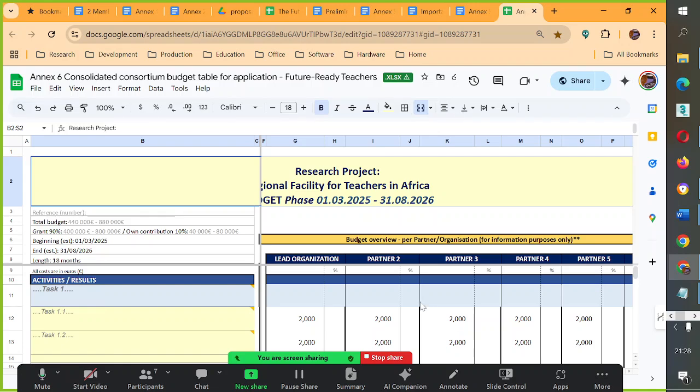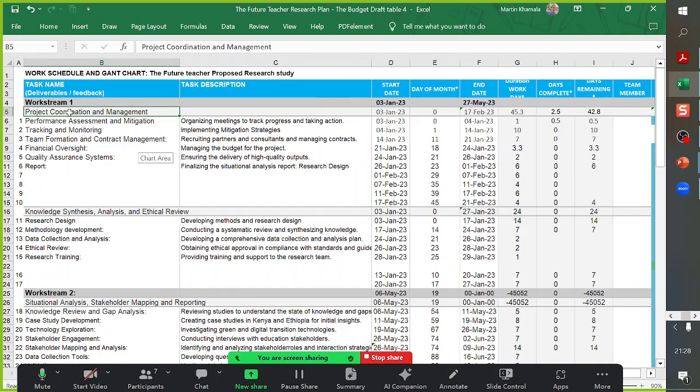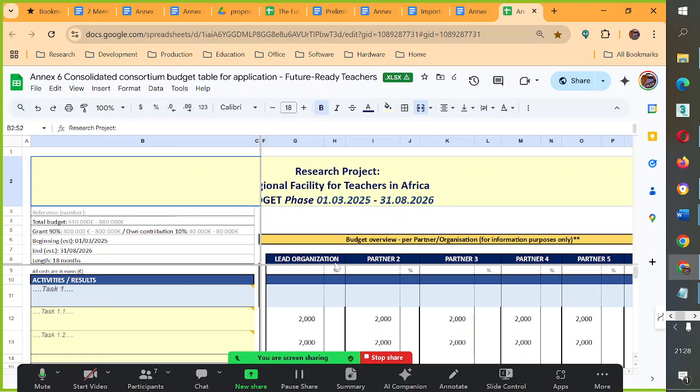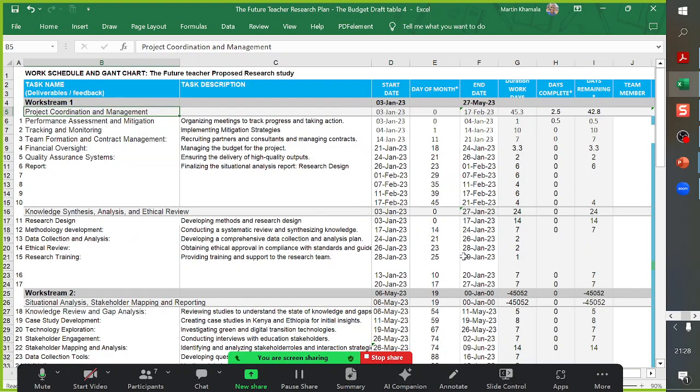Now, to answer your question, who is going to be doing the project coordination management? We ask that of the Kenyan team, that's partner 2. We ask the same question of the Ethiopian team, that is partner 3. In other words, it's almost an instruction that they need to come with a project coordinator and a project manager. Or they can be one and the same person or entity, but they have to have a strategy for it.